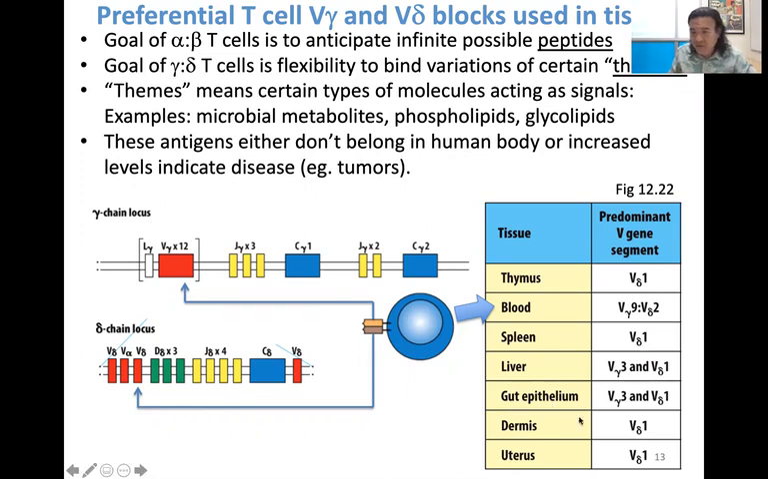Other variations are, for example, V gamma 3 and V delta 1. These gamma delta T cell receptors are more useful in places like the gut epithelium, because that particular combination of V blocks makes for certain shapes that are more suited for binding the types of families of signals that you see in gut epithelium if there's something wrong with your gut epithelial cells. Okay.